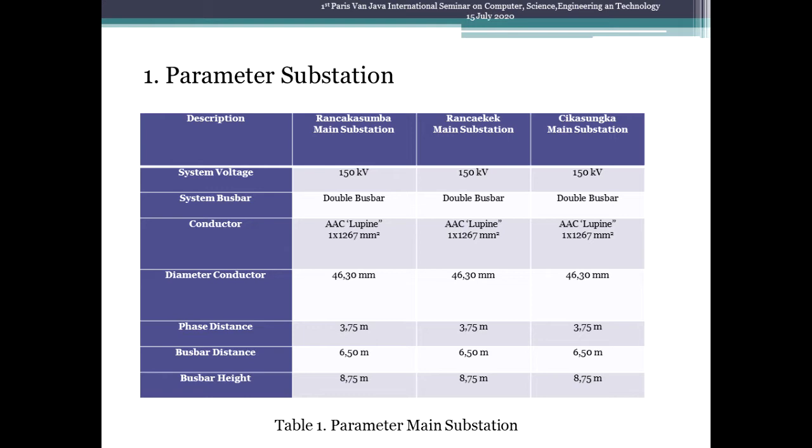They have a double busbar system, with AAC looping 1 cross-section conductor of 1267 millimeter square, conductor diameter 46.3 millimeter, phase distance 3.75 meter, busbar distance 6.5 meter, and busbar height 8.75 meter.